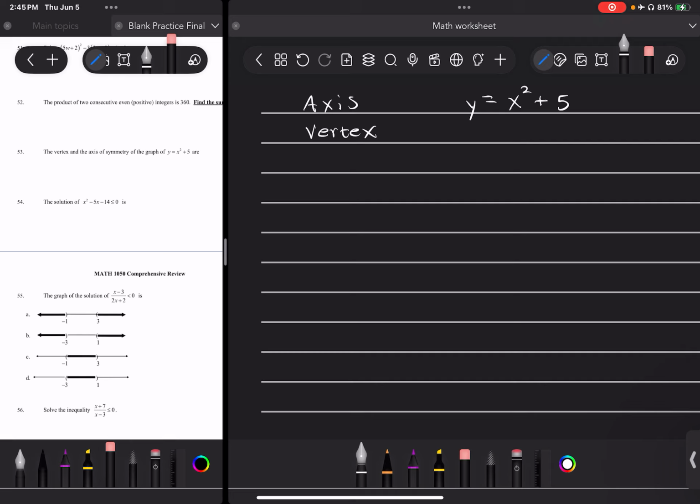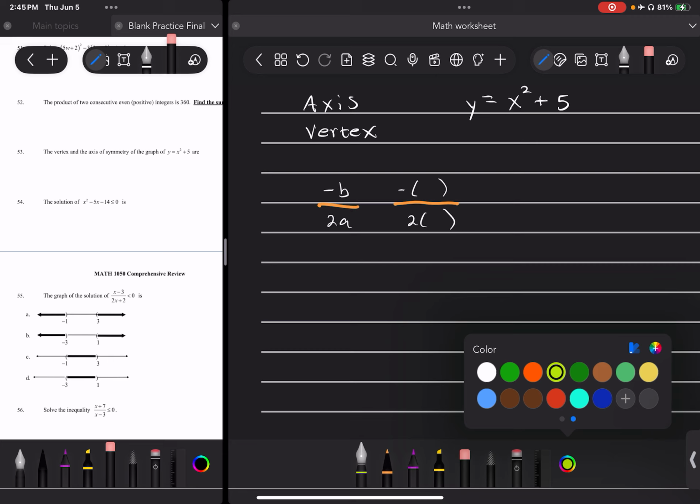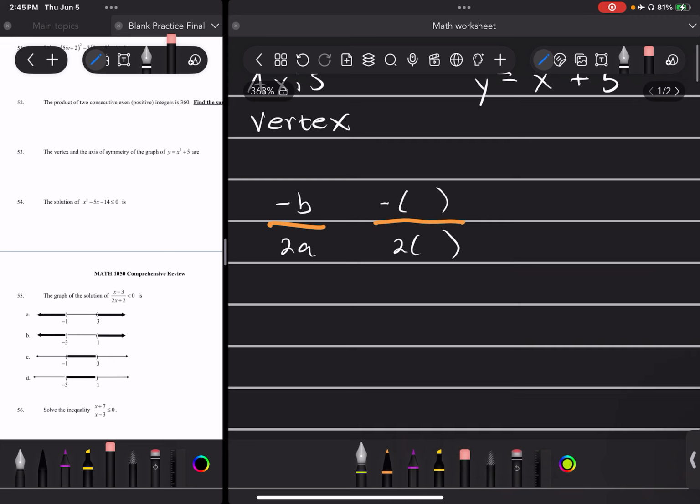The formula for the axis is the front portion of our quadratic formula, which is negative b over 2a. If you remember from the quadratic formula, it's just the front part of it. We're going to say negative, parentheses, and then 2, parentheses, adding in our parentheses to put in other things, switch our ink, and put in our numbers.